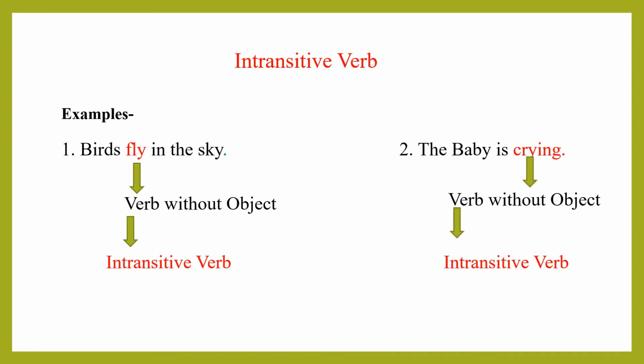For intransitive verbs, please observe the examples. Example 1. Birds fly in the sky. Here, the word fly is a verb. Dear students, you can see in the sentence that there is no object. Example 2. The baby is crying. Here, the word crying is a verb without an object. Thus, we can say that a verb that does not take any object with it is called an intransitive verb.